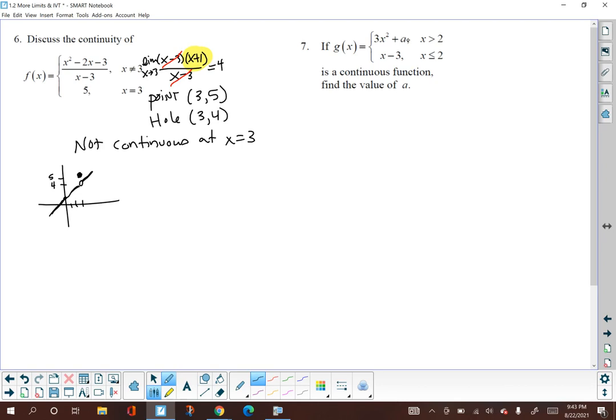Well, this upper piece is continuous. It's like a parabola of some sort because it's got that x squared term. And this bottom piece is continuous because it is a line. So the only question is, is this thing connected at x equals 2? So at x equals 2, those two pieces have to connect in order for this function to be continuous.